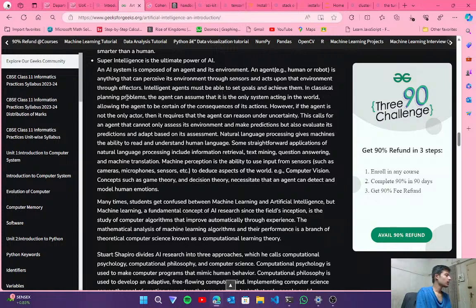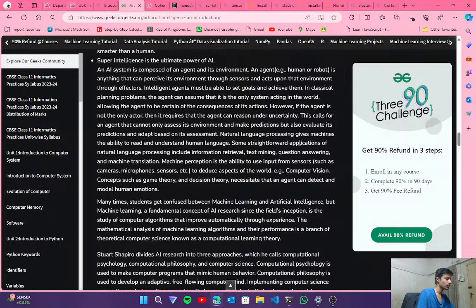In classical planning problems, the agent can assume that it is the only system acting in the world, allowing the agent to be certain of the consequences of its actions. However, if the agent is not the only actor, it requires that the agent can reason under uncertainty. This calls for an agent that can not only assess its environment and make predictions, but also evaluate its predictions and adapt based on its assessments.